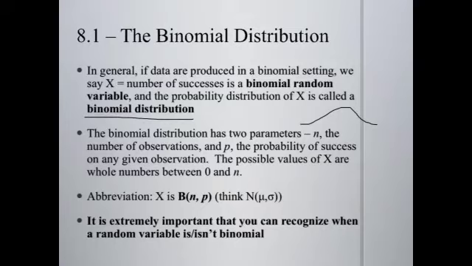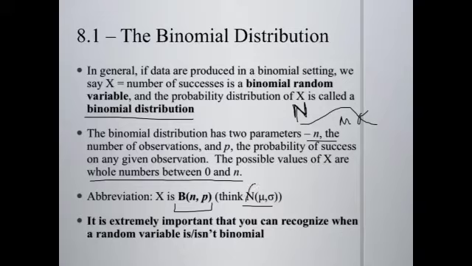The binomial distribution has 2 parameters. I'm going to write N so we all know that this is the normal curve, right? And for a binomial distribution, instead of having the mean and the standard deviation, we have the number of observations, n, and p, the probability of success for any given observation. The possible values of x need to be whole numbers between 0 and n. When we abbreviate binomials, we're going to use B, parenthesis, n, the number of observations we have, comma, the probability.